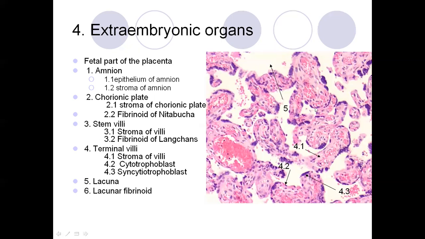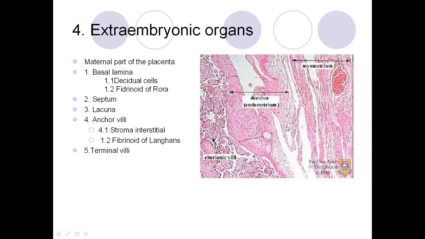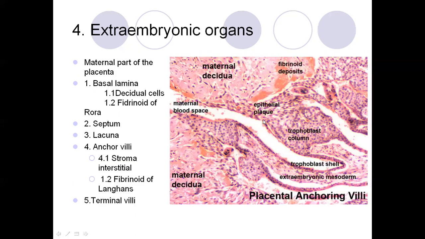So this is a microphoto of terminal villi. All terminal villi contain connective tissue, vessels, this is a vessel, and syncytiotrophoblast and cytotrophoblast. And this is the lacuna. The lacuna contains maternal blood. The erythrocyte is red. This is an erythrocyte of maternal blood. Here is the myometrium with vessels, the endometrium which becomes the decidua basalis, trophoblast, placental anchoring villi. Anchoring villi have close contact with the maternal part.